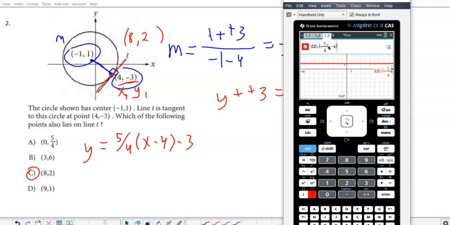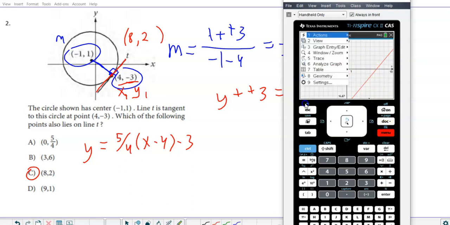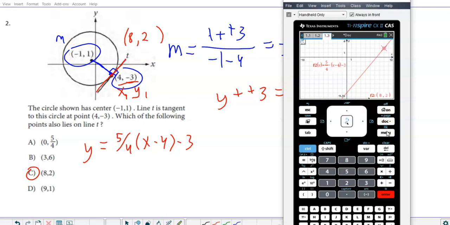X minus 4 minus 3. And so there's the graph of that line, and you could trace, if you wanted to, and find 1 and then an 8, and you see that that point is on there. 8, 2 is one of the points. If you trace the 9, you can see it's supposed to be 3.25, not 1 there, and you can check some of those other values and see why they don't work if you want.